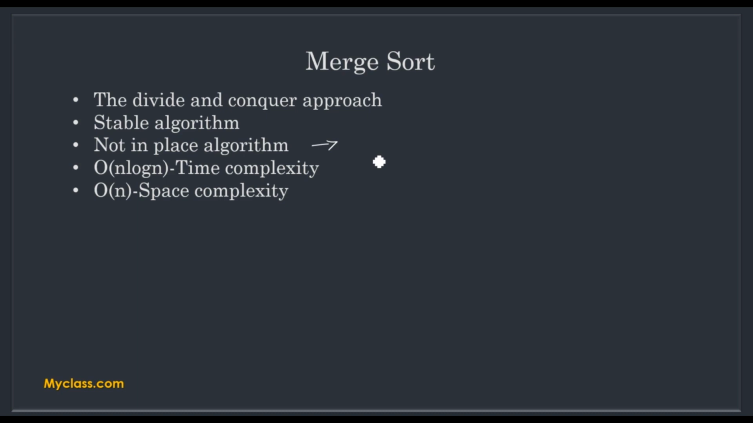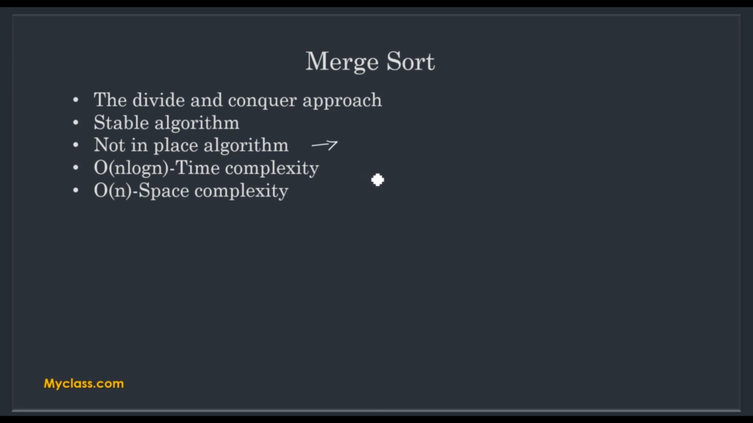The next point is that it is not an in-place algorithm. What is a not in-place algorithm? Merge sort requires a lot of extra memory for sorting. The extra memory is related to the number of elements we want to sort, maybe equal to the memory for the list. Because of that, merge sort is a not in-place algorithm.